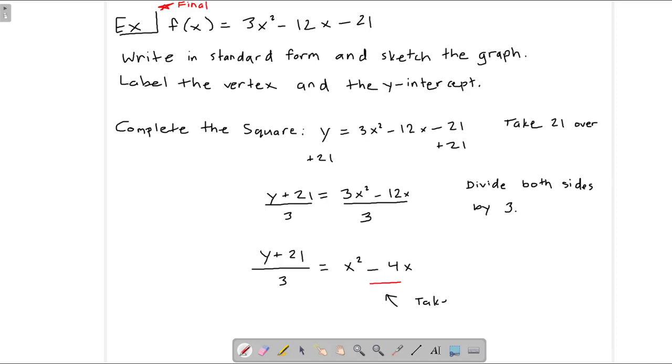So take your minus 4. And first you have to divide it by 2. Which gives me negative 2. And then you have to square it. So negative 2 squared is 4. So that's my special completing the square term. I now want to add that term to both sides.